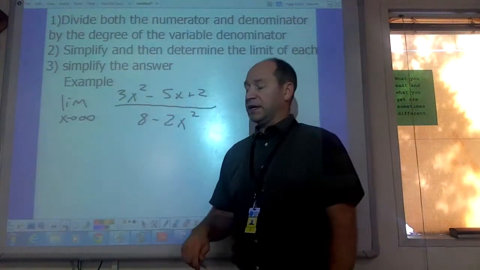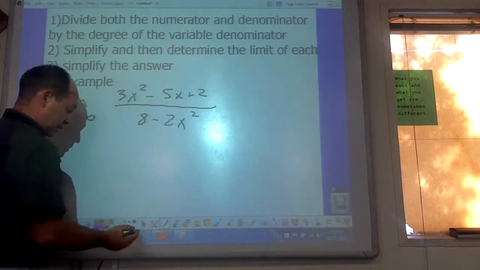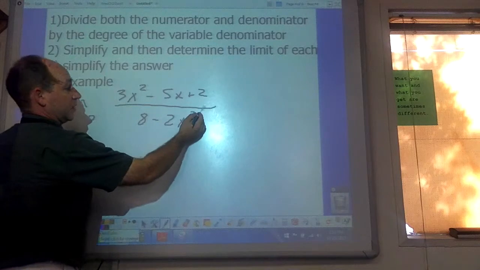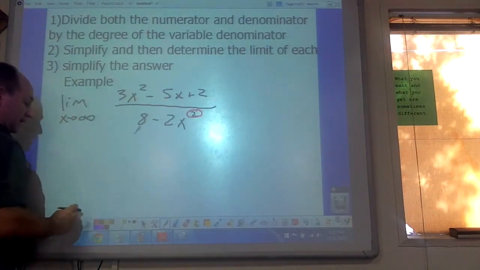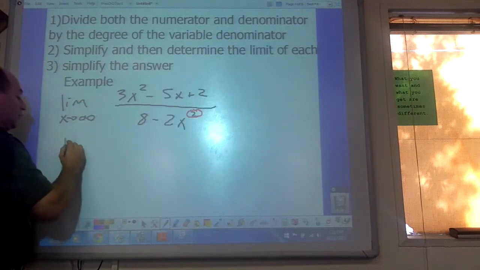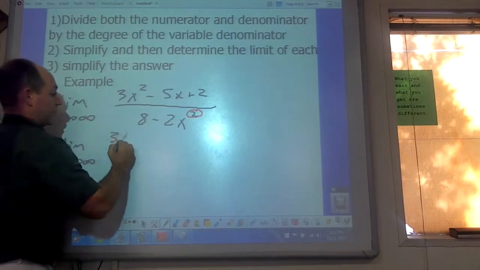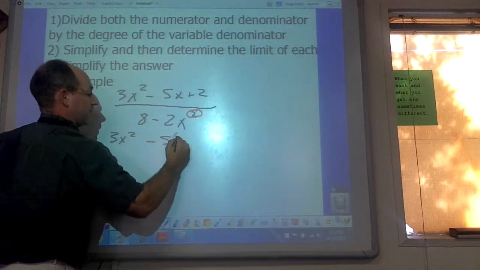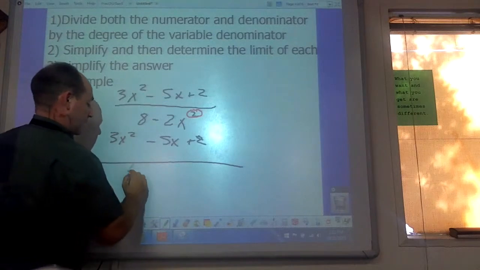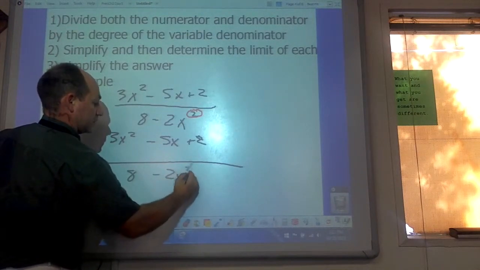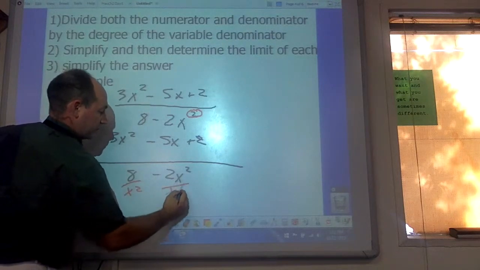So if I have this one right here, the limit as x approaches infinity, I identify that the degree of the denominator is x squared, so it's 2. So I divide everything by x squared. So my next statement will say, the limit as x approaches infinity of 3x squared minus 5x plus 2, and that's all going to be divided by 8 minus 2x squared. And now each of those gets divided by x squared.